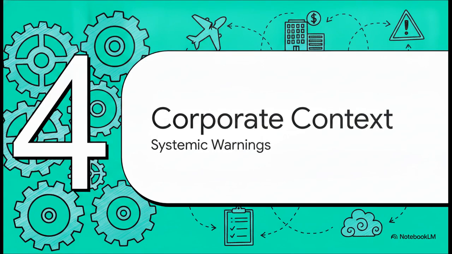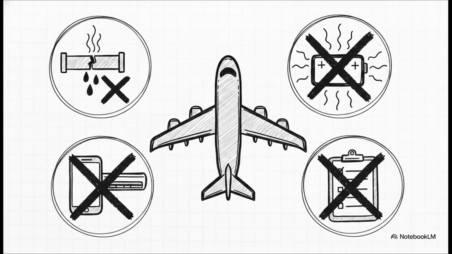Section 4. The corporate context. Let's examine the systemic warnings. To truly grasp the scope of this tragedy, we have to pull back and neutrally examine the documented, systematic context surrounding both Air India and Boeing. If we look strictly at the maintenance record of this exact aircraft, the red flags are, well, they're significant.